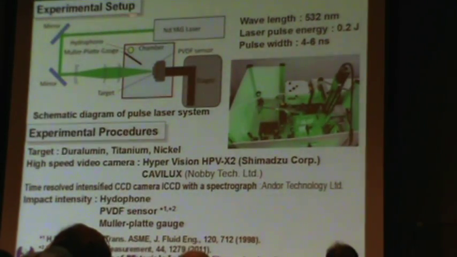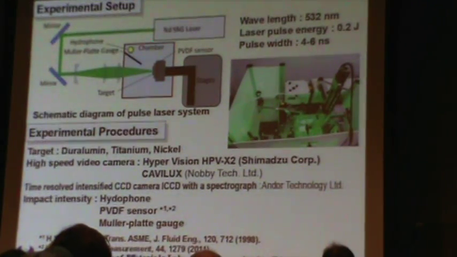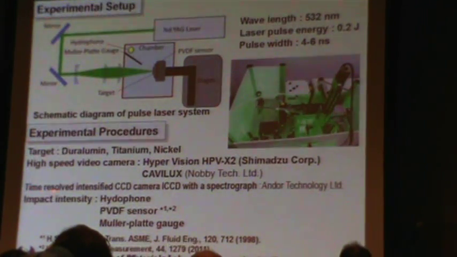This is our experimental setup. I use a green laser, the pulse width is about 5 nanoseconds, and the laser energy is 200 millijoules. The targets are titanium, nickel, and other metallic materials. We observe the cavitation phenomenon using a high-speed video camera. And also, in order to get the spectroscopy, a time-resolved intensified CCD camera was used.